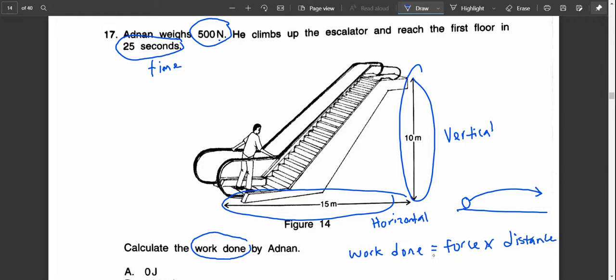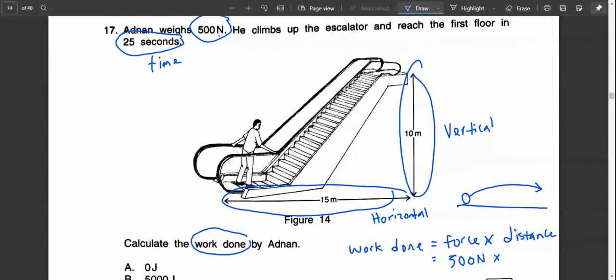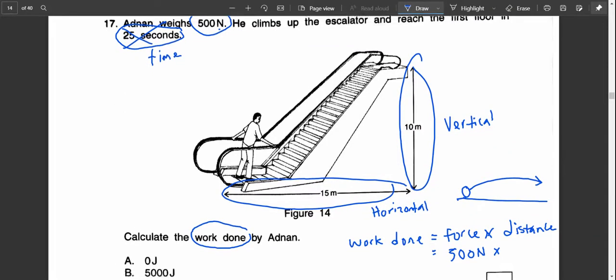Okay, so in this case, calculate the work done by Adnan. So the force is given, so you can just write down 500 newtons. So simple. The distance is a tricky one. So first we eliminate this one because that one is just a trick, and you have two types of distance.